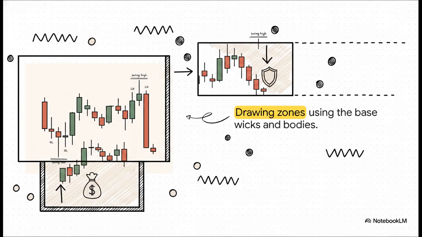Now, precision matters when drawing these zones on your chart. You want to capture the full battleground. For a demand zone, you're going to connect the lowest wick of the base up to the highest body of those base candles. For a supply zone, do the opposite, highest wick down to the lowest body. Just draw your rectangle and extend it out to the right. You are literally mapping out the exact coordinates where big institutional orders are parked.